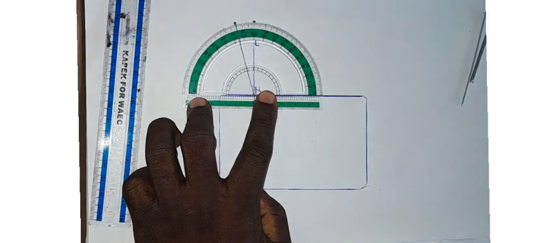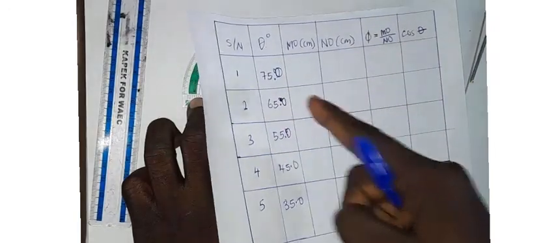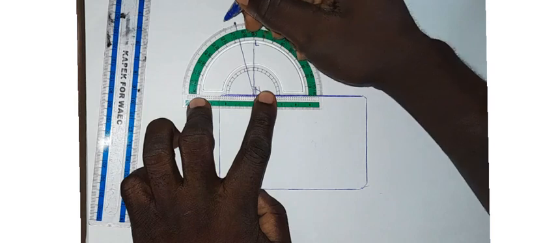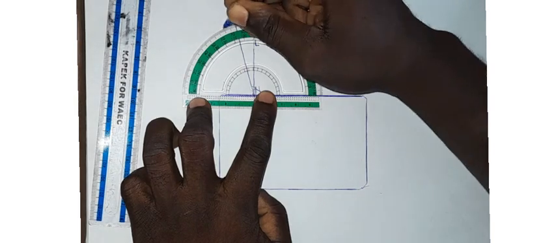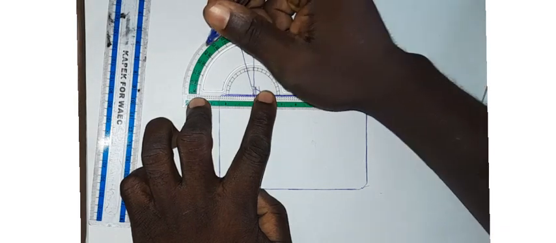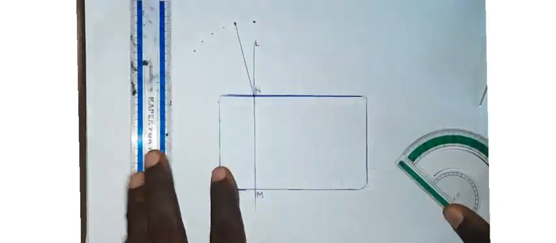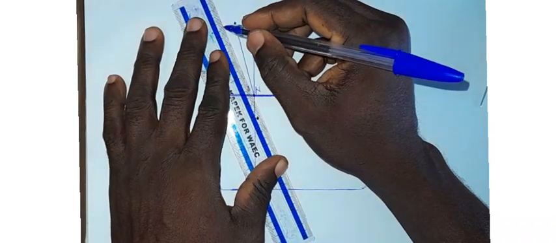Now what I'm going to do, I'm going to mark out all the angles. So look at this. The next one is 65, 55, 45, and 35. I'll just come to this place. I'll mark out 65. This is 65. So I'll put a dot here. This is 55. This is 45. And this is 35. So, okay. So what I'll just do is to join all of these together now.